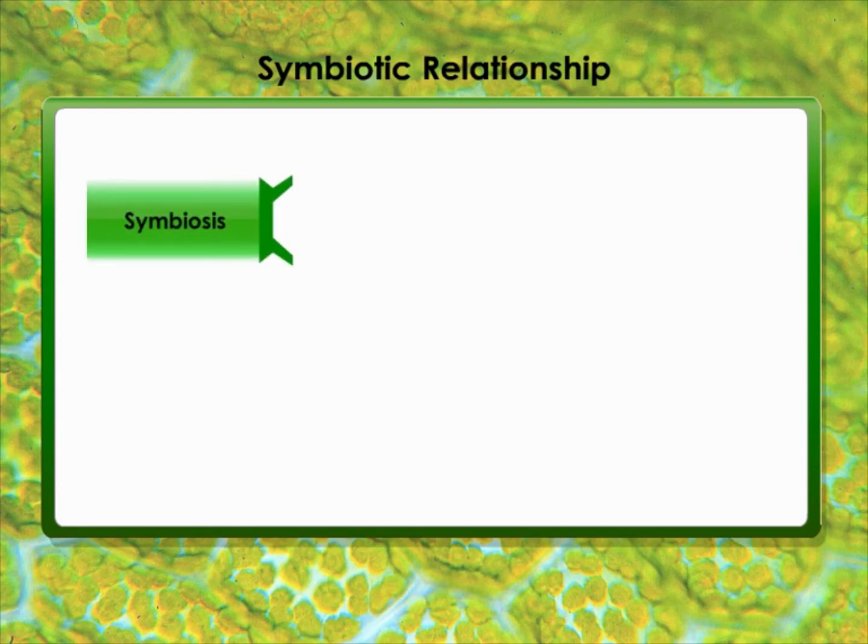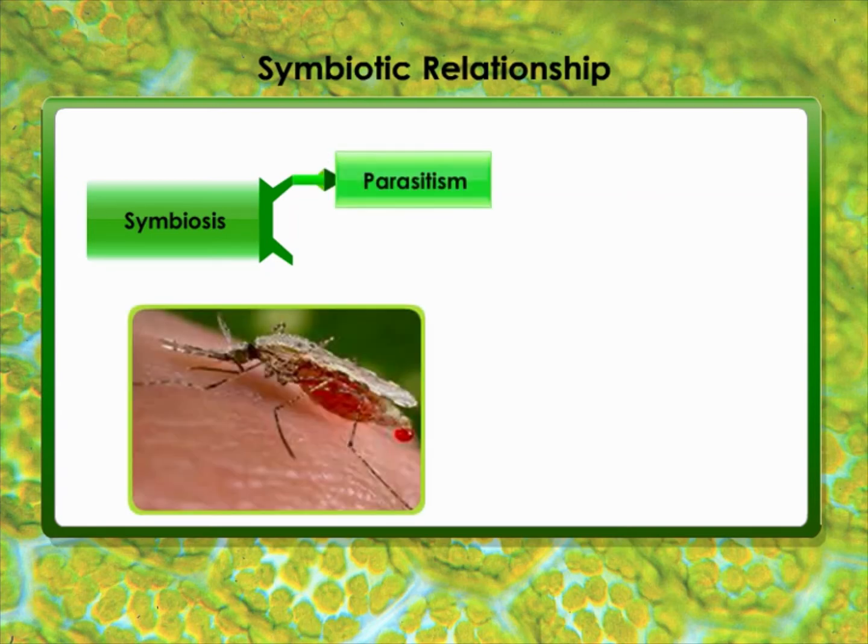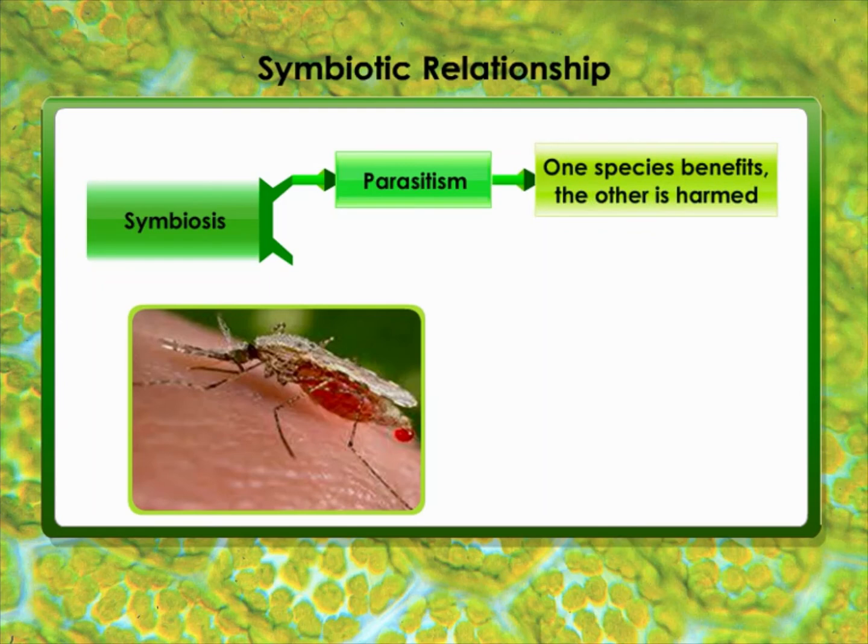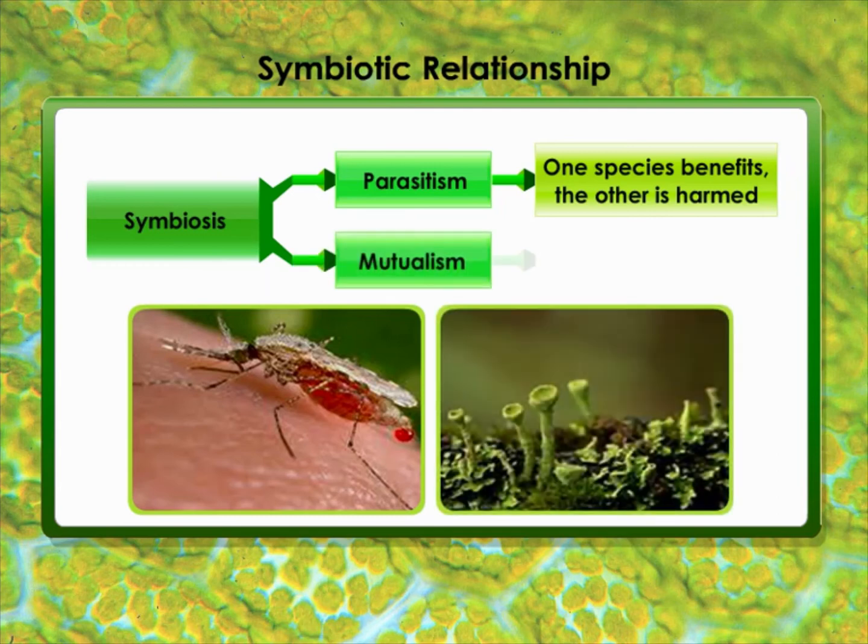Symbiosis is classified as parasitism and mutualism. In parasitism, one species benefits, the other is harmed. Lice, mosquitoes feed on other animals. In mutualism, both species benefit. Lichens: fungus provides shelter and water, and algae provides food from photosynthesis.